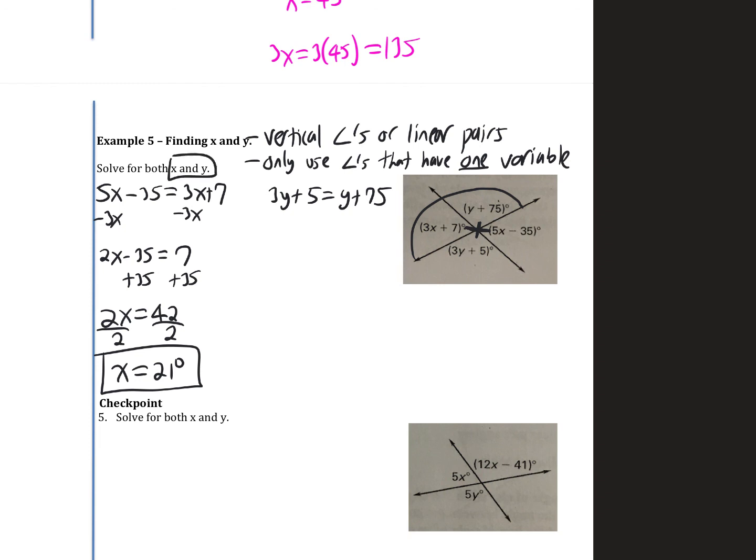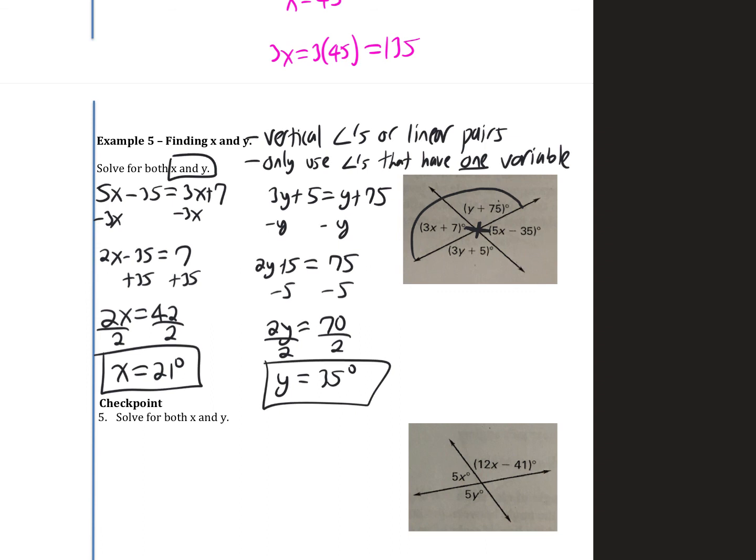Then for y, we can just subtract y from both sides over here. We get 2y plus 5 equals 75. Subtract 5, so 2y equals 70. Divide by 2, and y equals 35 degrees. Okay? So that's kind of how we do it. Either vertical angles or linear pairs, but you want to make sure that the angles you choose have only one variable, either both x or both y.